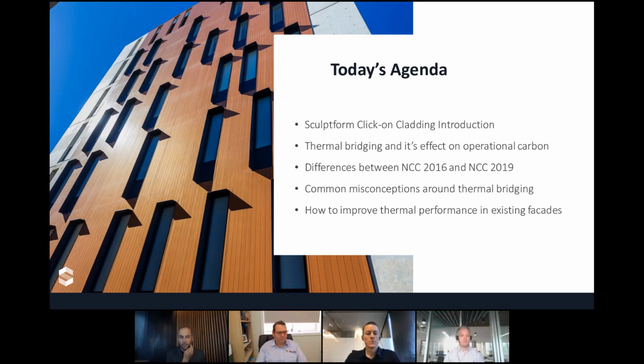And Alex in particular will compare a couple of different revisions of the building code, so the NCC 2016 and 2019, and just update us on a few of the key changes.